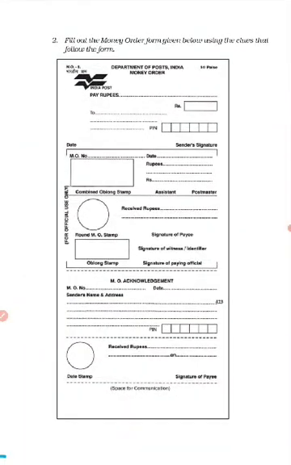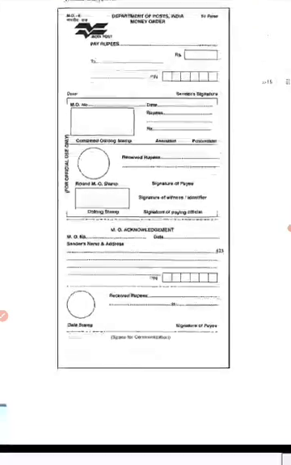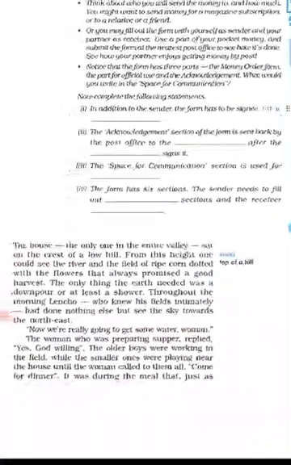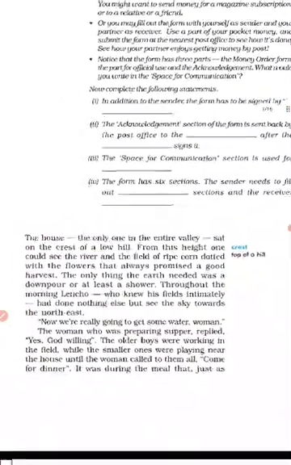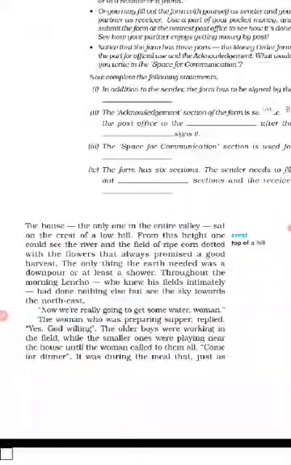See here on next page, this is the money order. It looks like this. Pay rupees, whom do you want to send, and pin number, rupees, whatever these columns are, you have to fill this and send it to the receiver. See here the lesson begins.